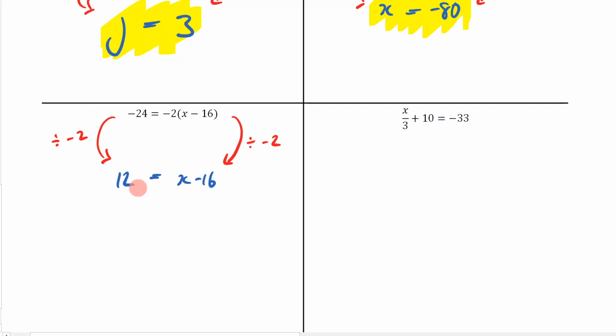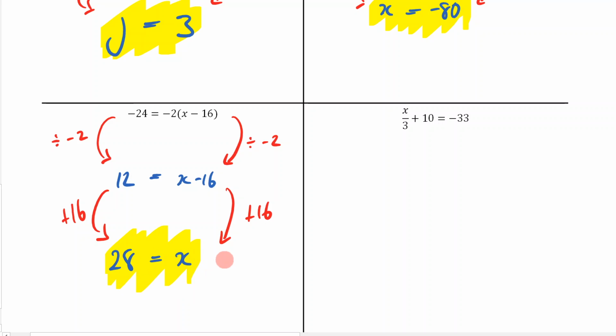And then the next thing that you're going to do is you're going to get rid of this negative 16 by plussing 16. Plus 16. Plus 16. 12 plus 16 is 28. That's going to be equal to x.